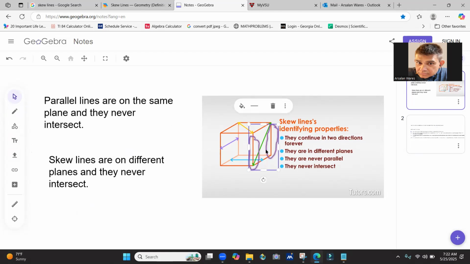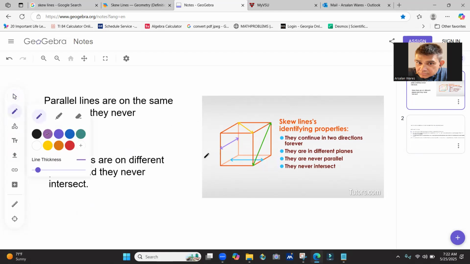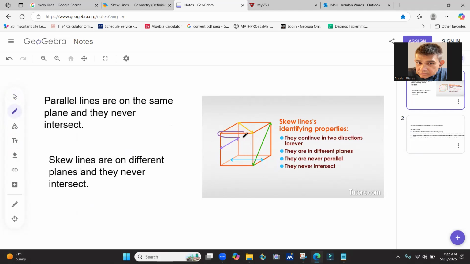So let me give you a few more examples. In the same picture, this line and this line are also parallel because they're on the same plane and they don't meet. If you extend them in either direction, they will never meet.